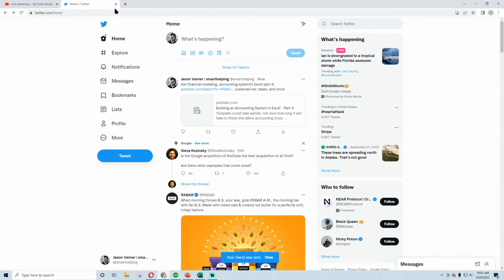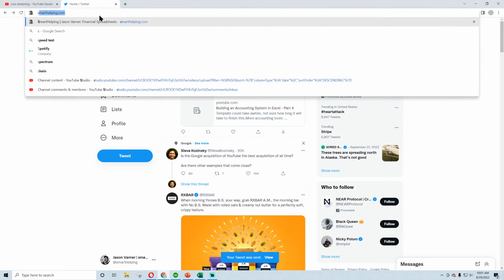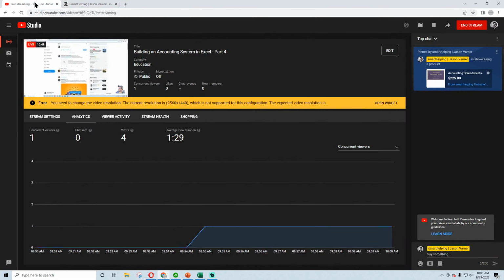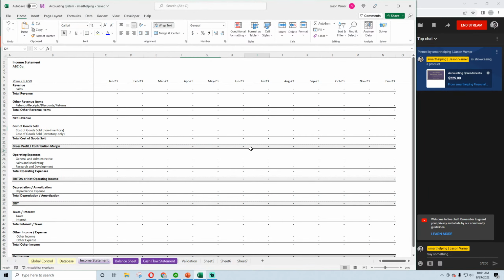I don't know what's going on with my computer, but the screen has been flashing intermittently. On my side, you guys can't see it, but it's going black. So hopefully that's not a problem today.